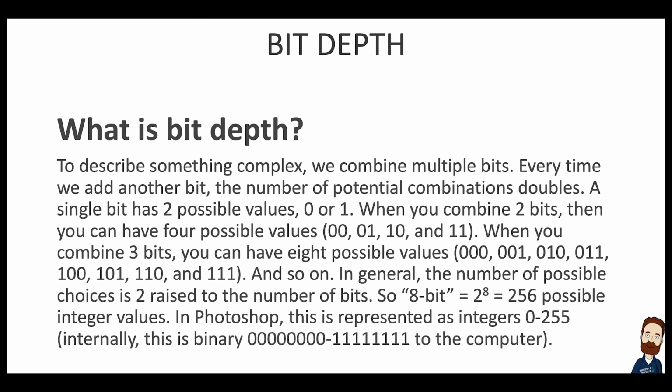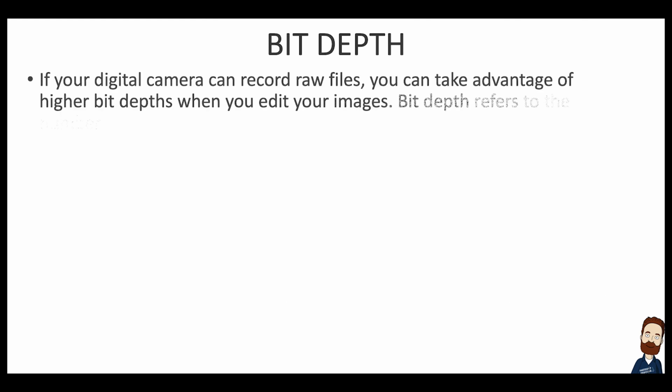Coincidentally, that's what a JPEG file is. A JPEG file is an 8-bit image that captures 256 possible luminance values for each RGB channel. Now in Photoshop, this is represented as integers 0 through 255 because 0 is counted as a number, and that's how it represents all 256 possible integer values. Now internally, this binary code would range from all zeros to all ones in the computer. But we don't need to go any more technical than that.